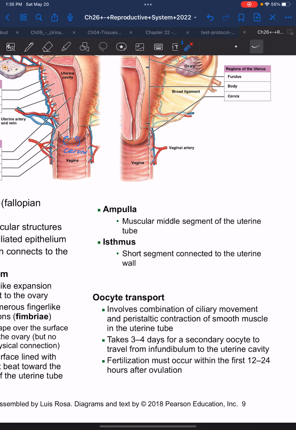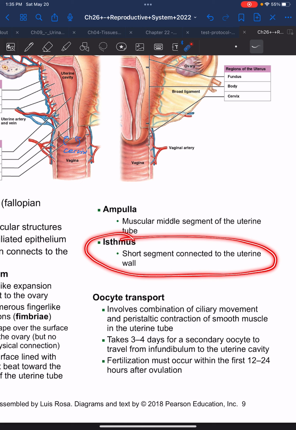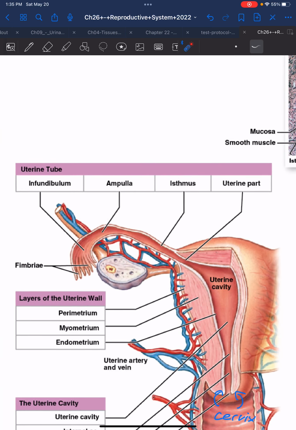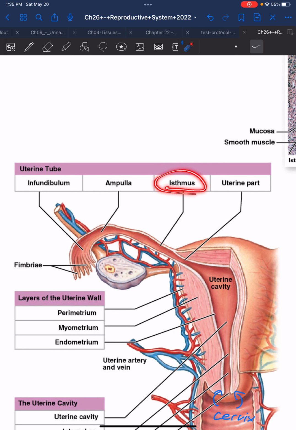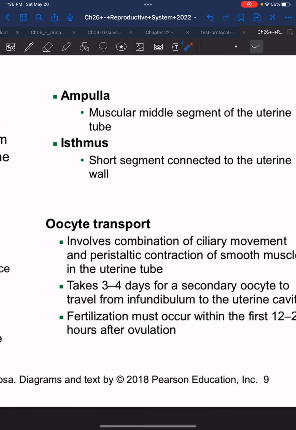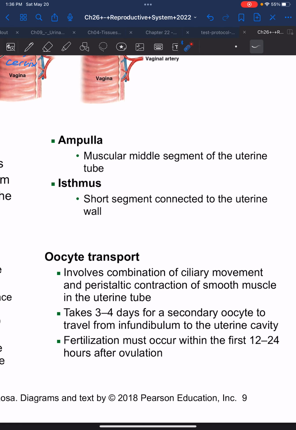And then the isthmus is just a small segment. This is something I really don't feel I'll be able to ask you, like, what is the short segment of the uterine tube? It just seems like a pointless question, but it is relevant in all likelihood for lab, where you'll have to recognize that it's near the entry into the uterus. And that's only if it's on your list. If it's not, then you don't need to worry about it.